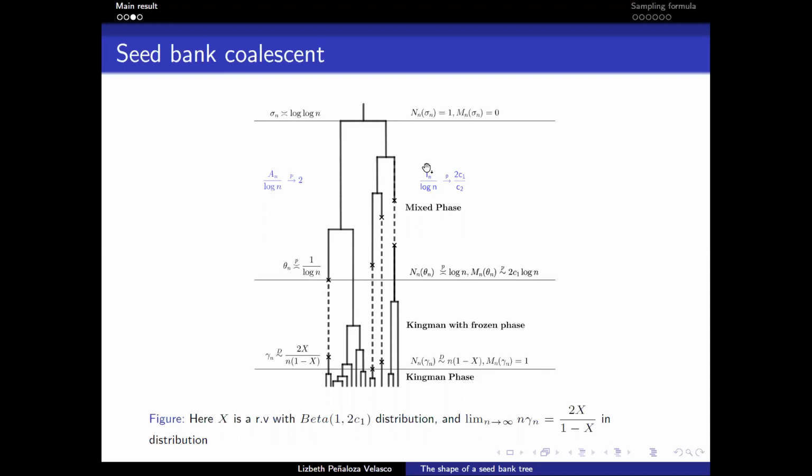Then the intuition of the inactive length is that as we started with 0 seeds, we need to accumulate enough of them. And at time theta n, we have approximately 2 times C1 times log n seeds. And after this time, we need to empty the seed bank. And if you remember, 1 seed becomes a plant at rate C2. So that is the intuition that the inactive length over log n converges in probability to 2 times C1 over C2.